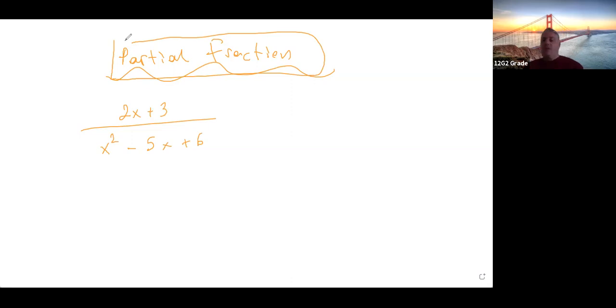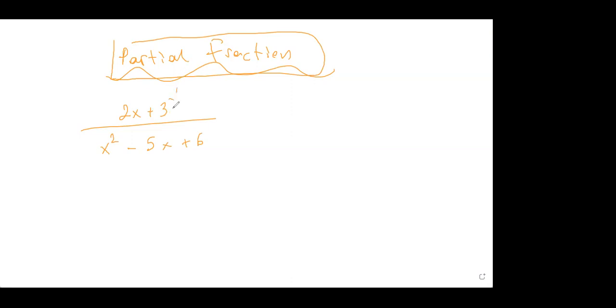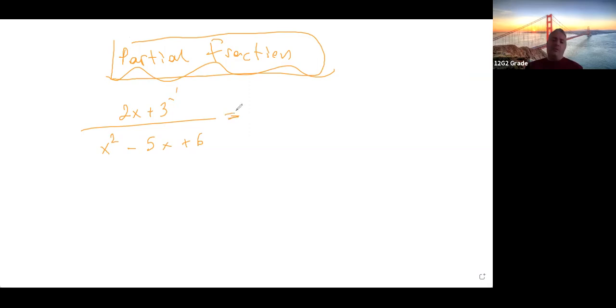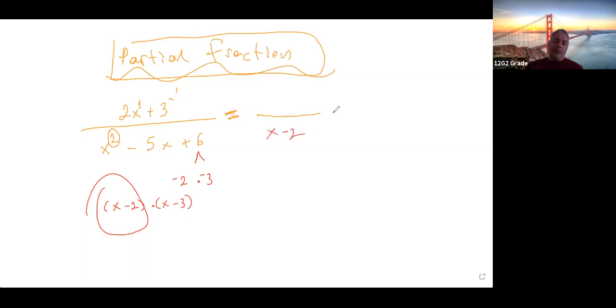We will write it as a sum of 2 or more fractions, when the degree of the numerator is less than the degree of the denominator. This is one of the cases. In this case, we factorize the denominator. 2 times 3 is 6, 2 plus 3 is 5, but this is negative, so negative 2 and negative 3. I can factorize it like this. I will take one factor and put it here, plus the other one here.